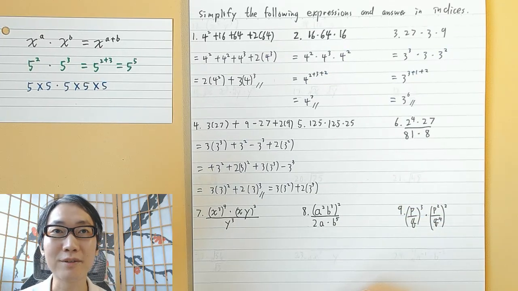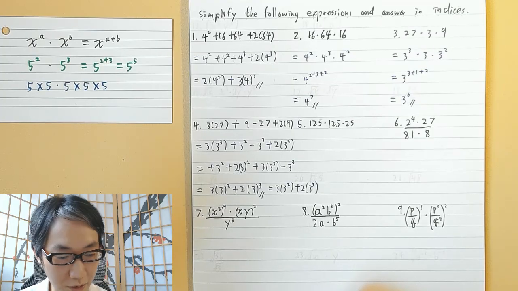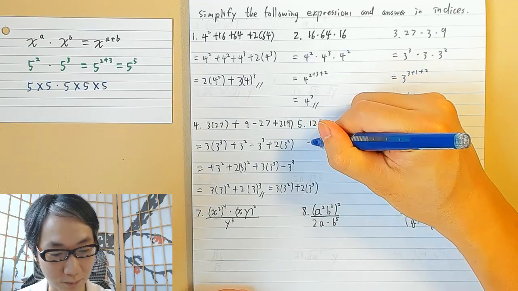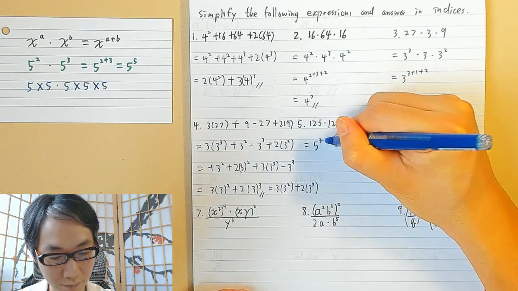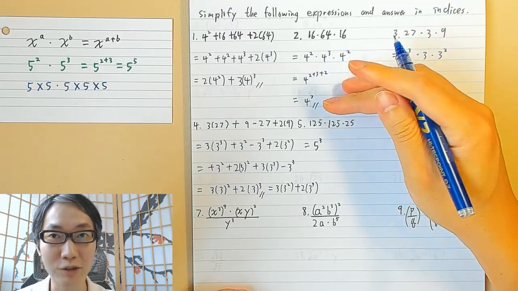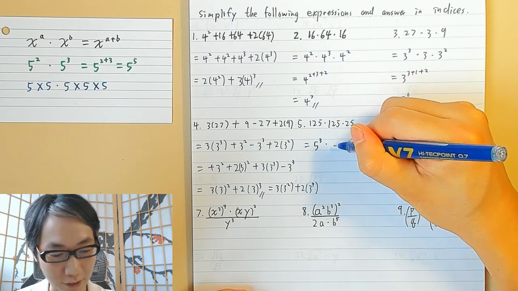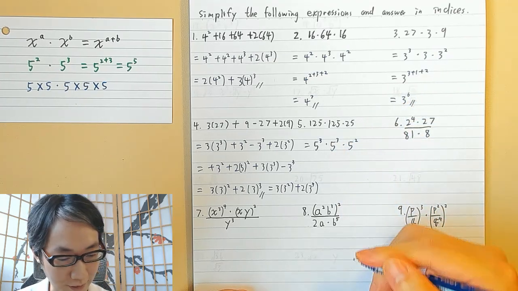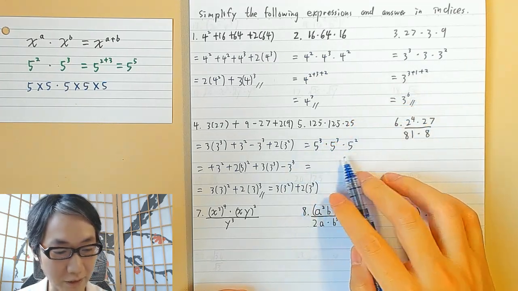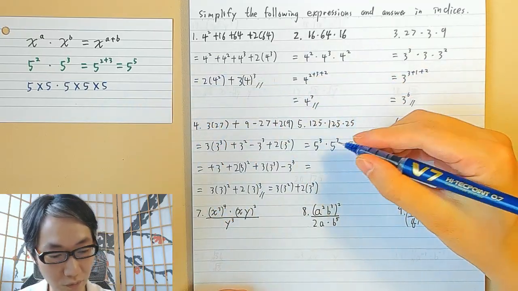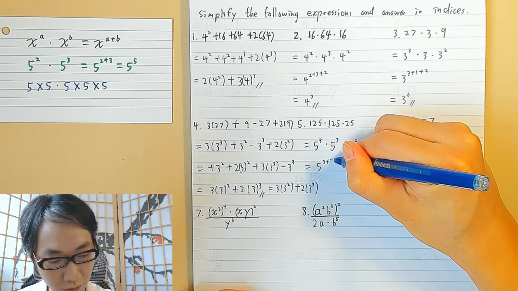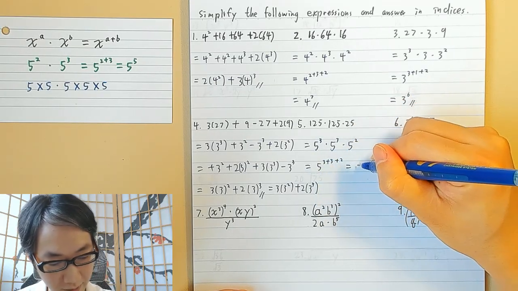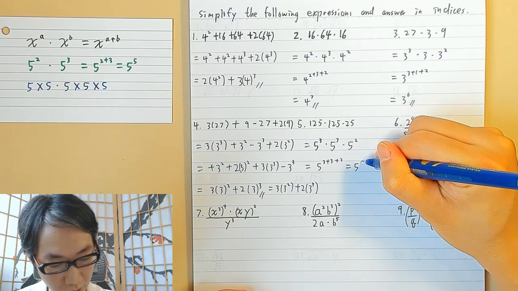Number 5. 125 times 125 times 25. This is a power of 5. So this is 5 cube. If you're not sure, you can check with the calculator. So times 5 cube times 5 squared. Okay. So all of them have an exponential factor of 5. You can use the addition rule. So 5, 3 plus 3 plus 2. And this will be 8. So 5 to the power of 8.